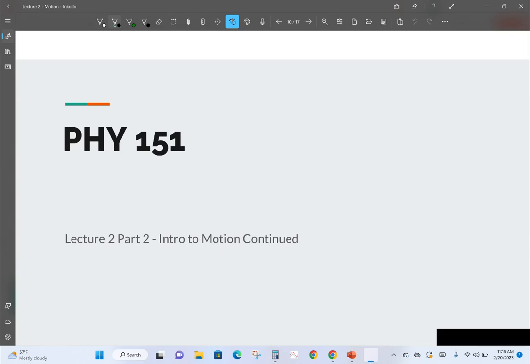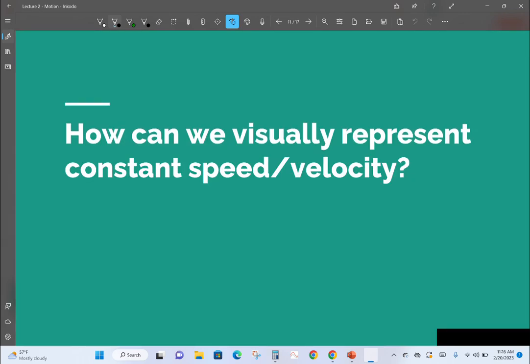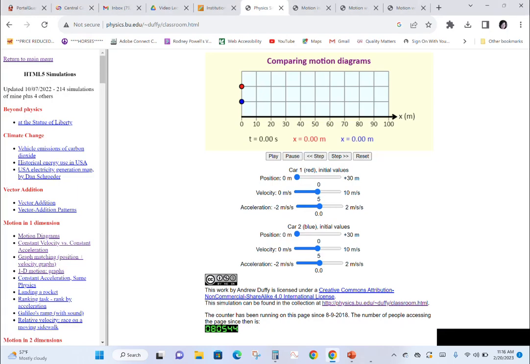All right, let's talk a little more about how we might visualize constant speed and velocity. So to do that, we're going to go to an app. And in this app, we're going to set a few things. So we've got a red object and a blue object. And right now, I am going to make them both have zero acceleration.